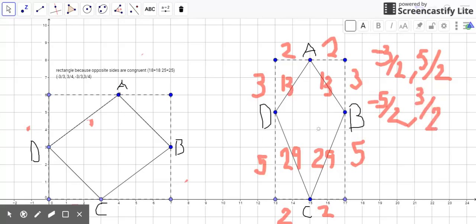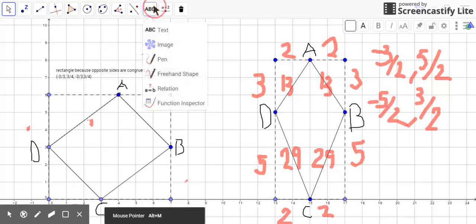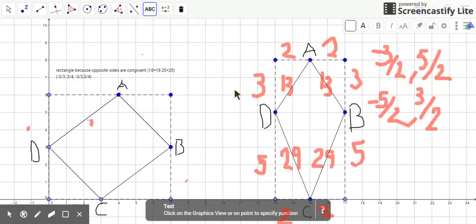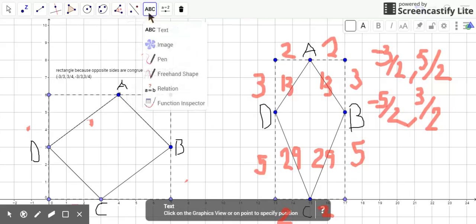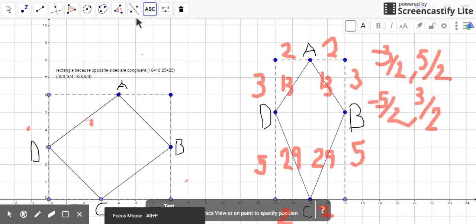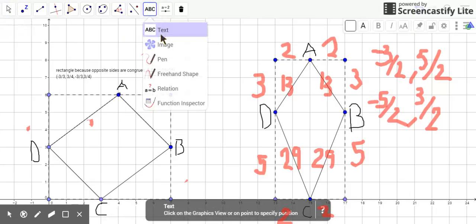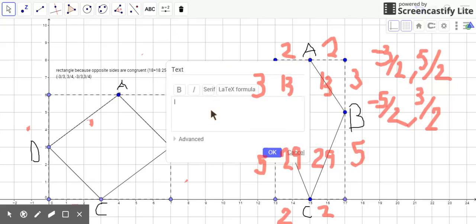This is a kite, and I'll tell you why. This is a kite because we have 2 sets of congruent sides, which is 13 equals 13 and 29 equals 29.